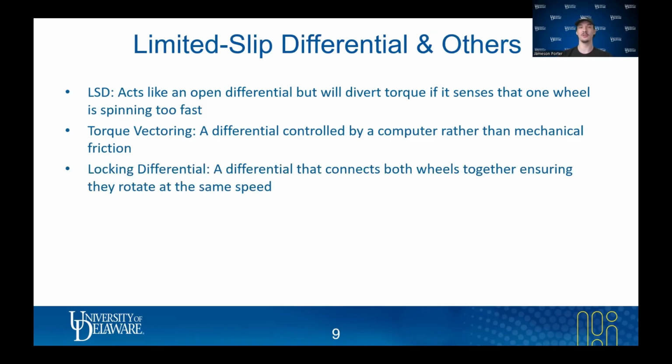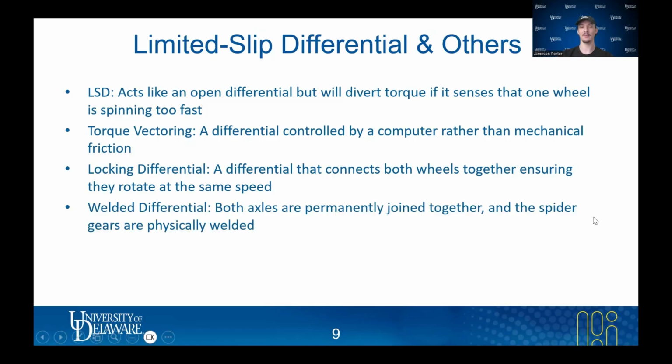A locking differential is a differential that connects both wheels together with pins. It can be activated manually or automatically. So you can lock the differential so they both spin at the same speed, or you can unlock it to kind of have that open differential vibe.